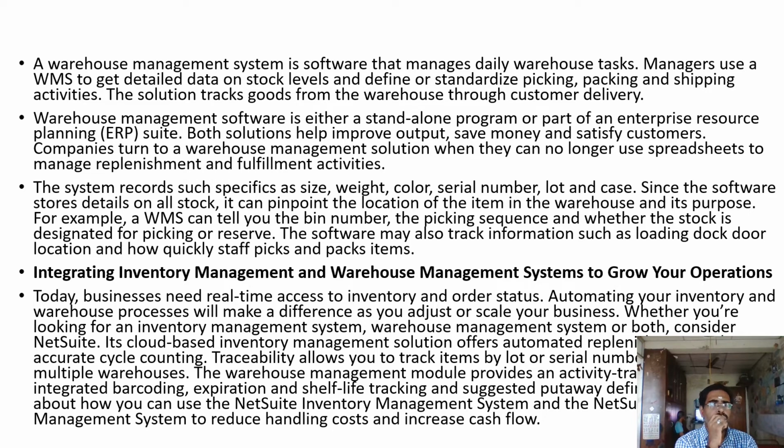Okay, so the system records specific details such as size, weight, color, serial number, lot, and case. Since the software stores details on all the stock, it can pinpoint the location of the item in the warehouse and its purpose. For example, a WMS can tell you the bin number, the picking sequence, and whether the stock is designated for picking or reserve.